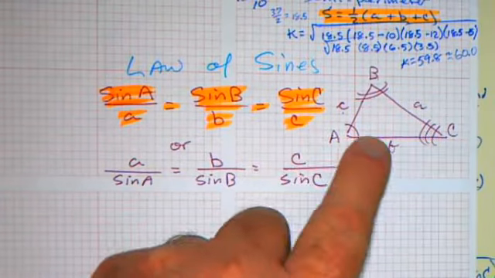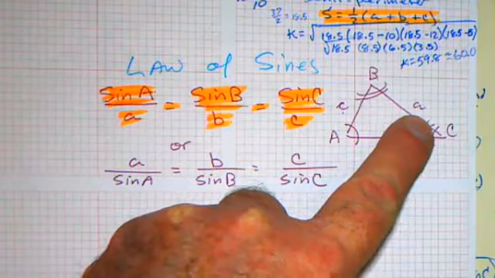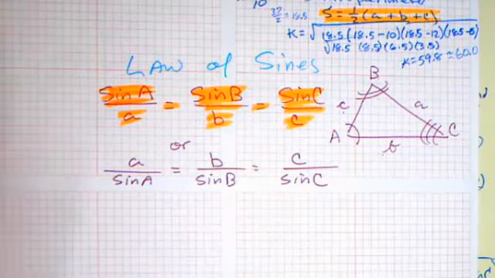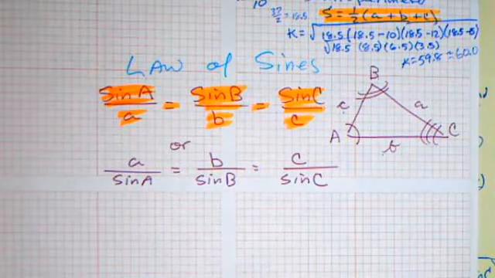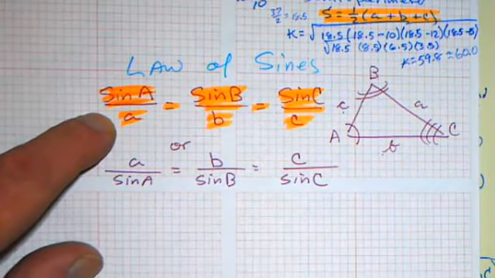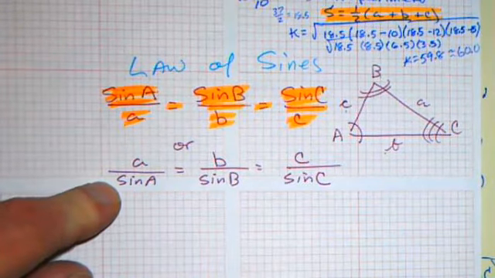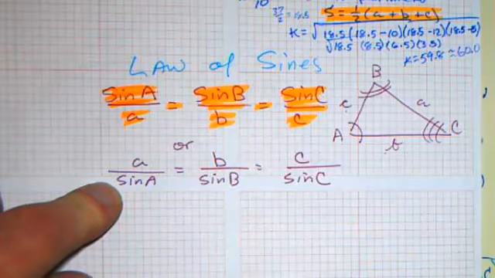Using this as a reference triangle, vertex capital letter, opposite side small letter. It's true for every triangle that the ratio of the sine of the angle over its opposite side is the same for every side and angle pair in the triangle. I like to use this version, which is the angle in the numerator. A lot of books will use the version with the angle in the denominator. They really are all the same.